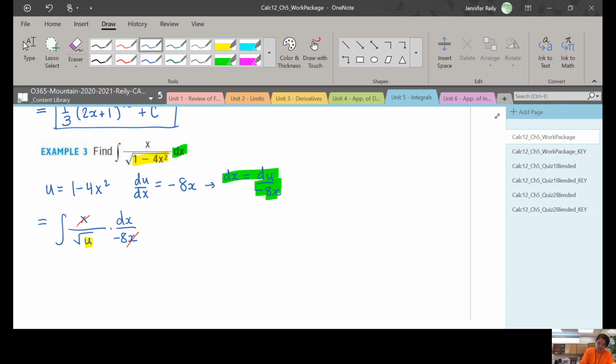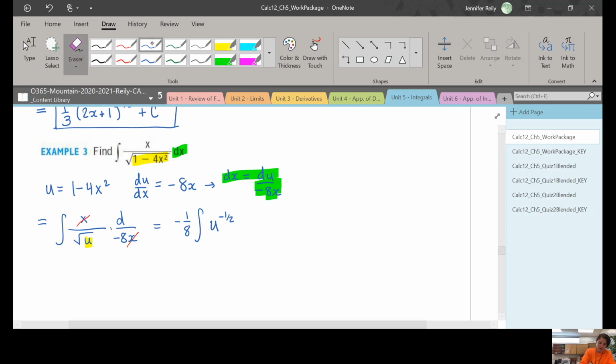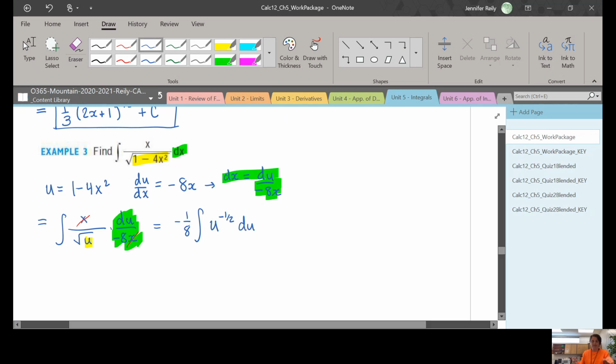Okay, so let's just write this a little bit nicer so that negative 1/8 can pop out. 1 over square root of u, you can rewrite that as a power. So it's u to the power of -1/2. Oh, I made a mistake. This should be du. Du. There we go. And the antiderivative will be nice and simple.